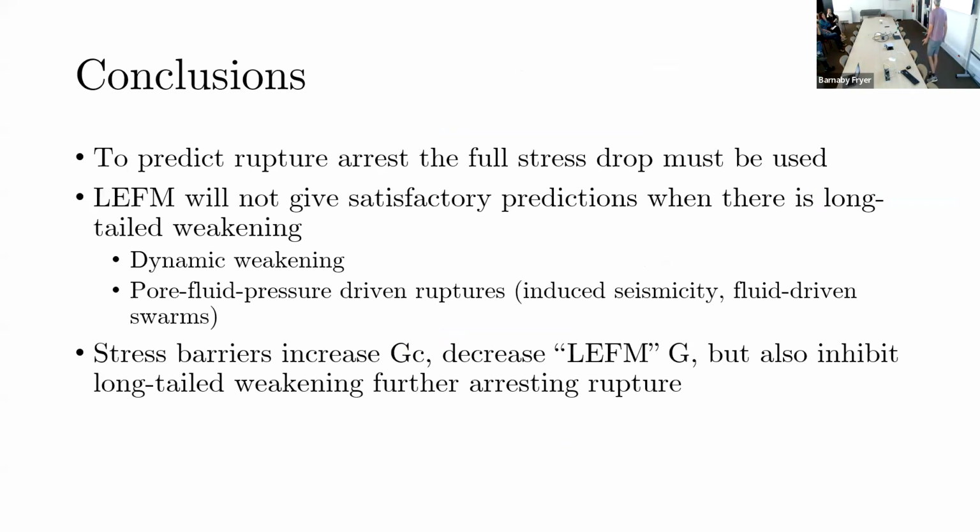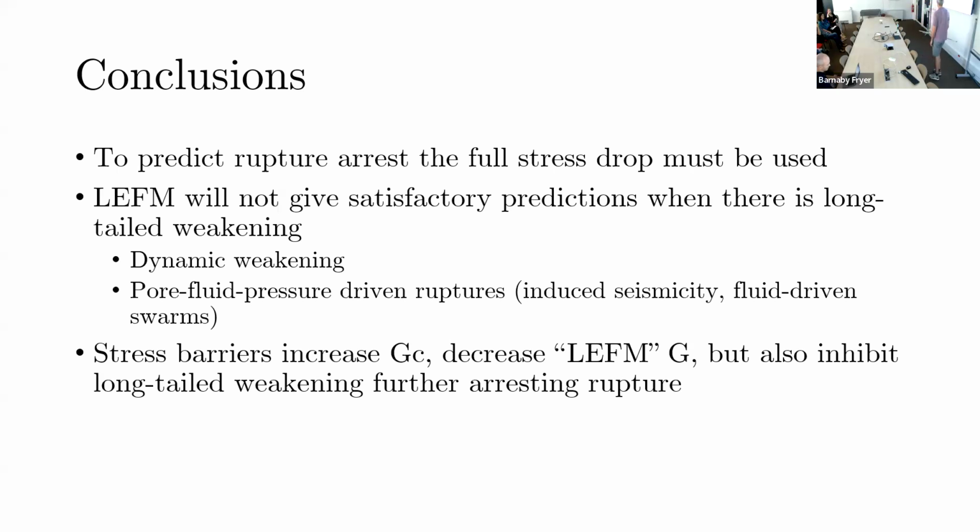So basically, in conclusion, to predict rupture arrest, you need to take into account the full stress drop, not just the part up to this DC. And that means that LEFM will not give satisfying predictions when you have this long-tail weakening. And you might wonder, okay, do you just have long-tail weakening in your experiments and not in real life? Well, actually, no, these long-tail weakening things are something we would see often. For example, the dynamic weakening mechanism like flash heating, you'll see it. Also, pore pressure-driven ruptures, such as induced seismicity and fluid-driven swarms, they'll also have these kind of unconventional singularities.